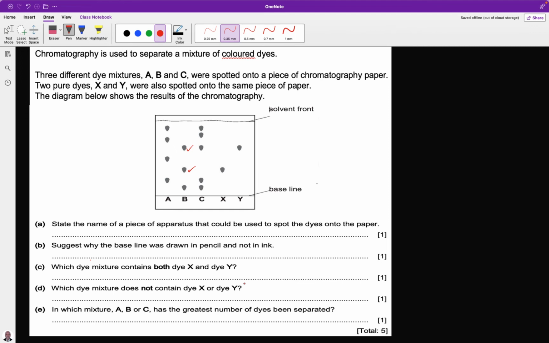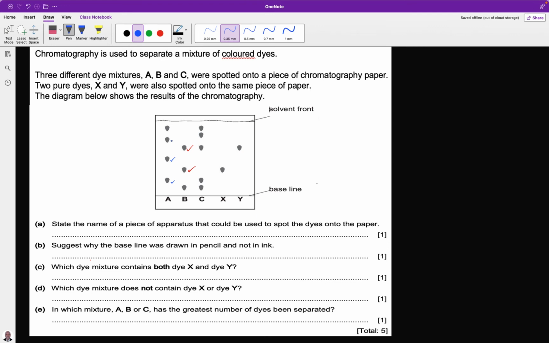For question D, we cannot take B because B has components. We cannot take C because C has some components that are related to Y. Now let's take A. Here there's no X or Y. Here there's no X or Y there. Okay, here for A, there's no X or Y.